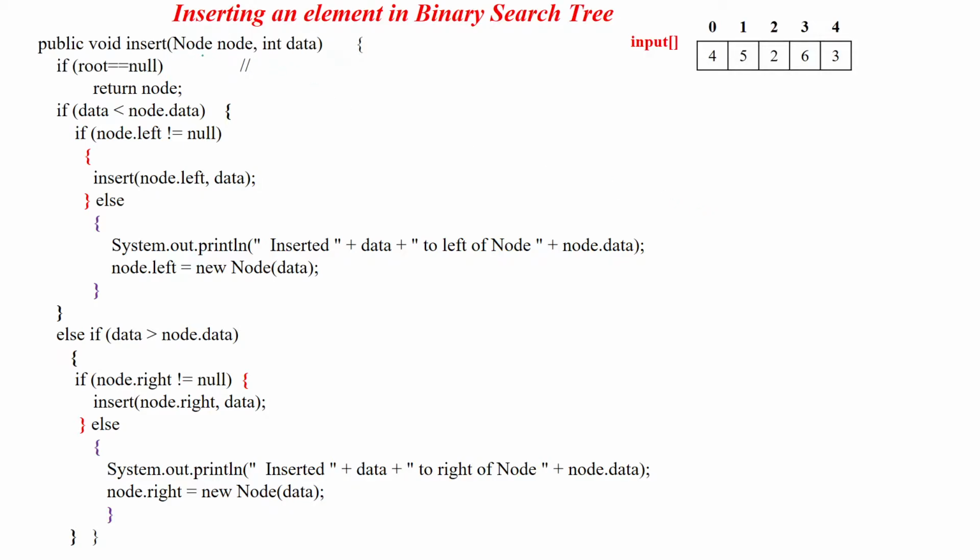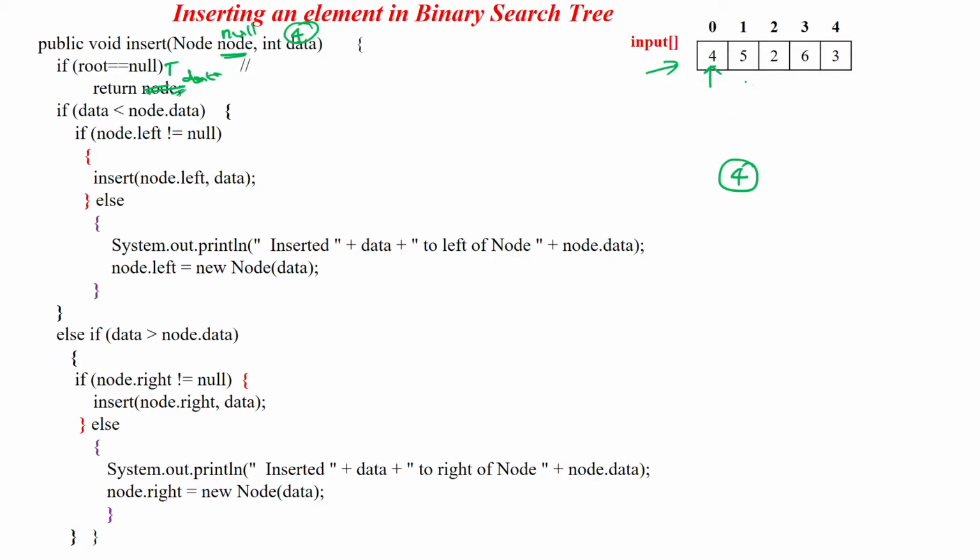Now here we are passing the root node. Then the given data is 4. So now the root node is null, and the data being passed is 4. Here we are checking root equal to null. Yes, it is true. So what we are doing is returning the node. Data is going to be the root node. So now 4 is the root node.